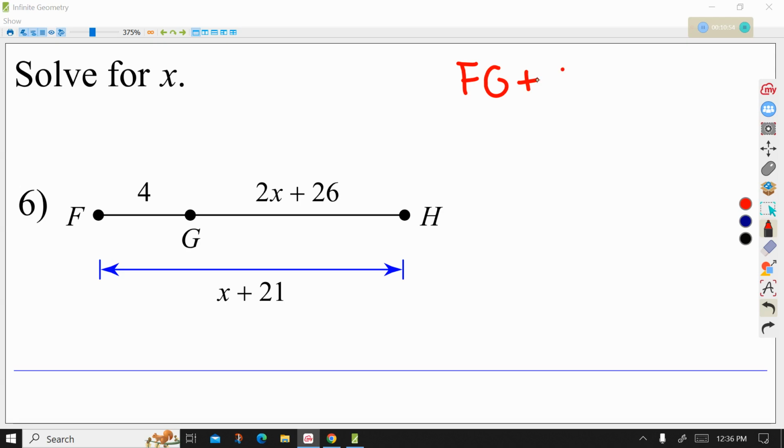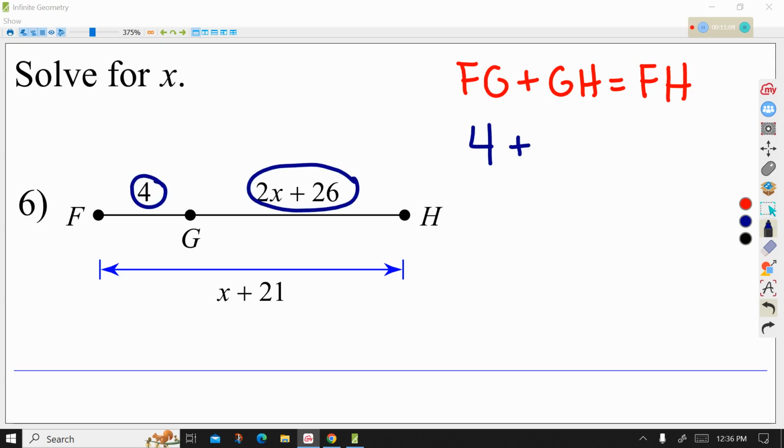So we got FG plus GH equals FH. And FG is equal to 4, so we can substitute that in. But now it says that GH is equal to 2x plus 26, so we'll put that right there. And then here for FH, we will put x plus 21.